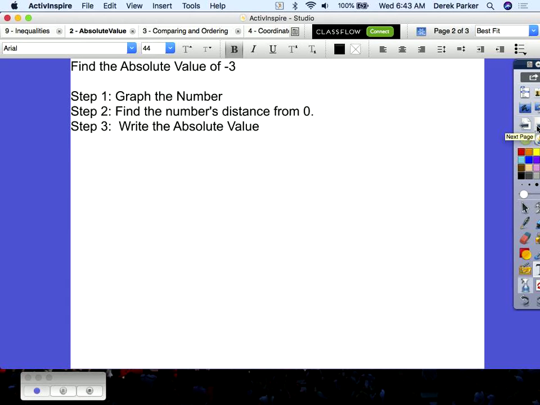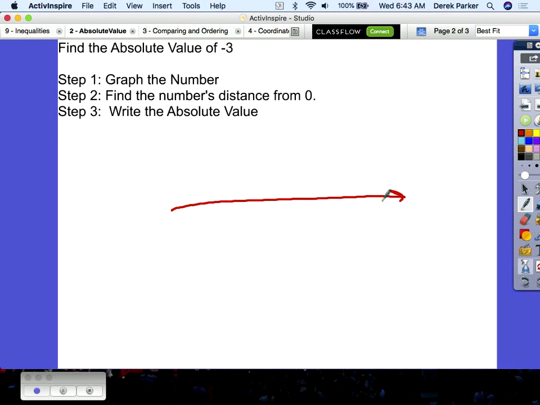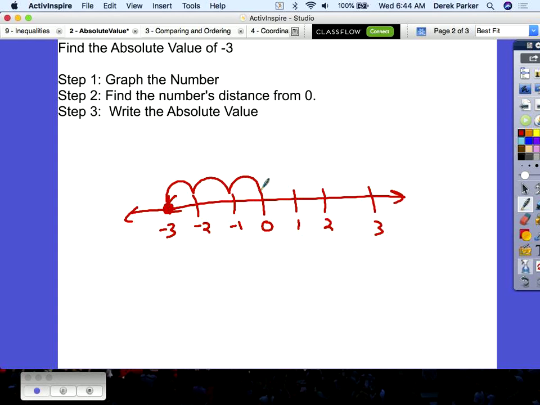So to find the absolute value of -3, the first step you're going to do is graph -3. Now, I want to know the distance from 0. So I'm going to mark -3 on the graph and now count. 1, 2, 3. So, the absolute value of -3 is 3.